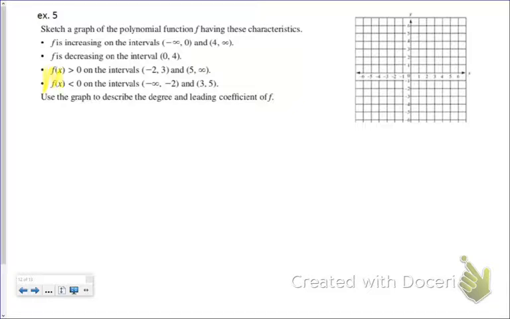I think these kind of problems, it's easier to work with this information first because that information tells us where our x-intercepts are. Because the only place your graph can change from positive to negative is at an x-intercept, which means at -2, your graph changes from positive to negative. At 3, your graph changes, and at 5, your graph changes.